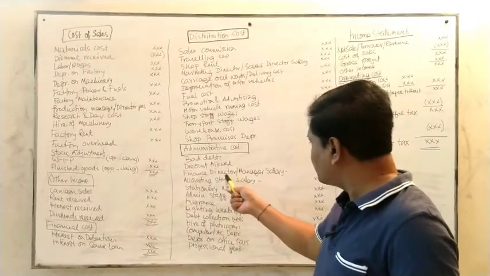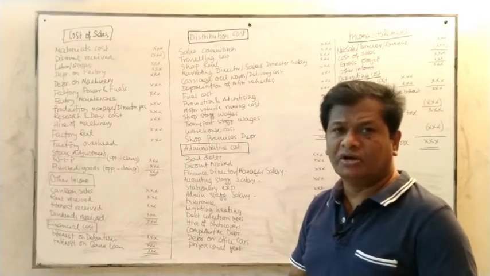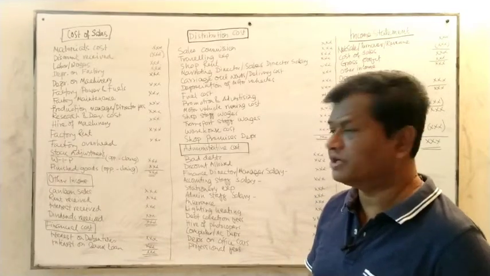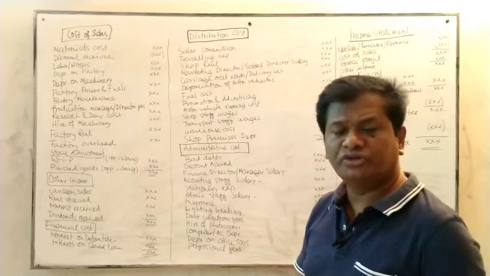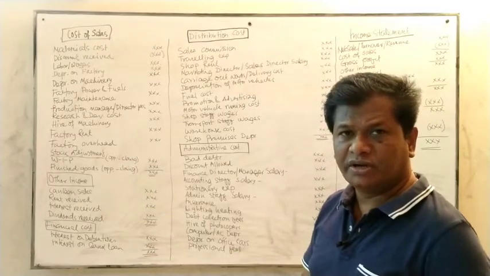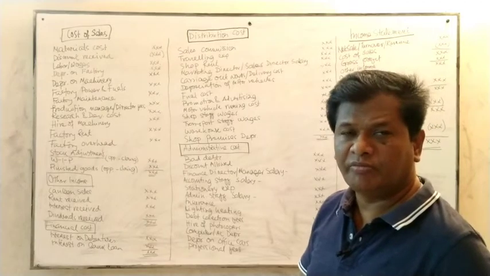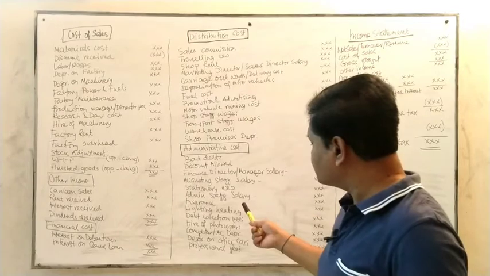Then finance director or manager salary. The finance director's salary or the finance manager's salary is one of the elements of administrative expense. Accounting staff salary. Maybe a lot of junior accountants and mid-level accountants are over there. Their salary and then fringe benefits are also treated as an administrative expense.